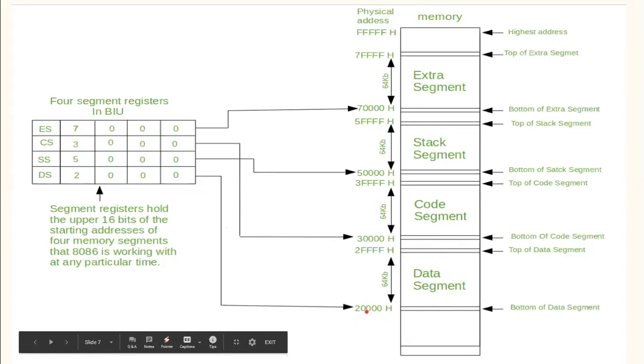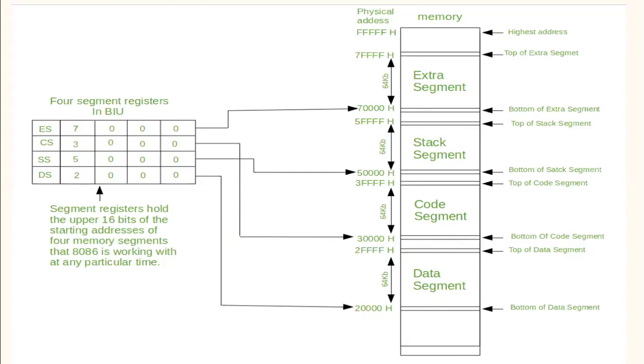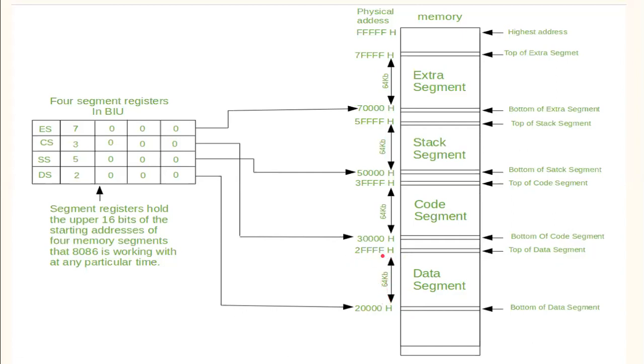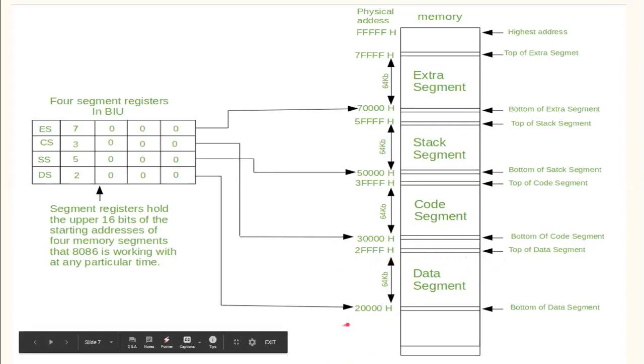64 KB, if you write it in binary, in hex format, it will give you FFFF. So this starting address plus the length 64 KB, I will end up at 2FFFFH. So this is the ending address of your segment, and this is the starting address of your segment, and the total length of the segment is 64 KB.